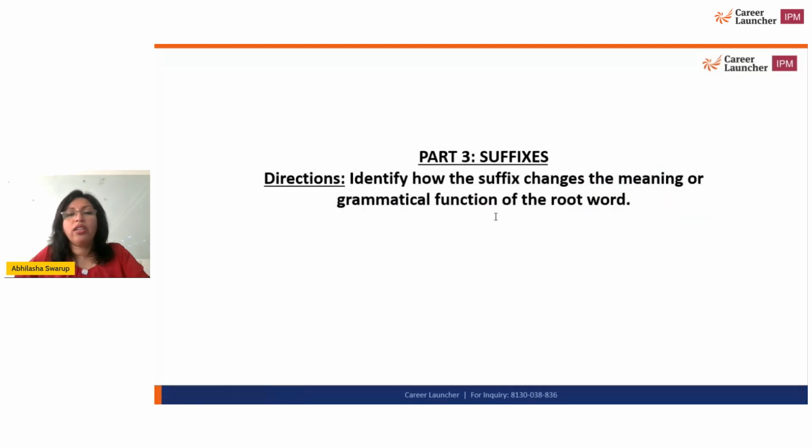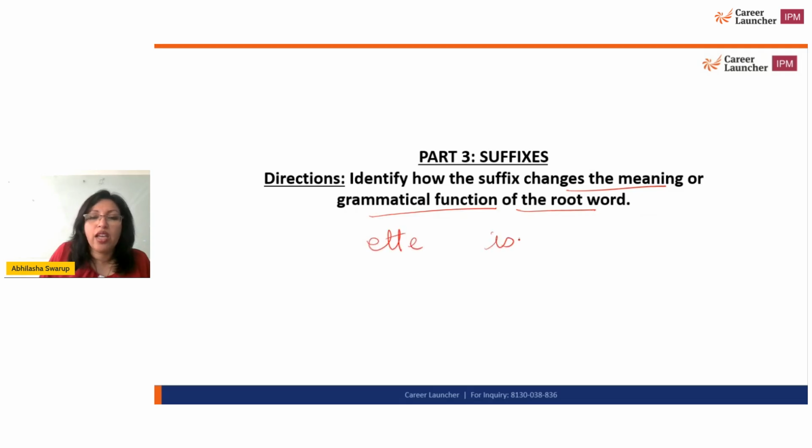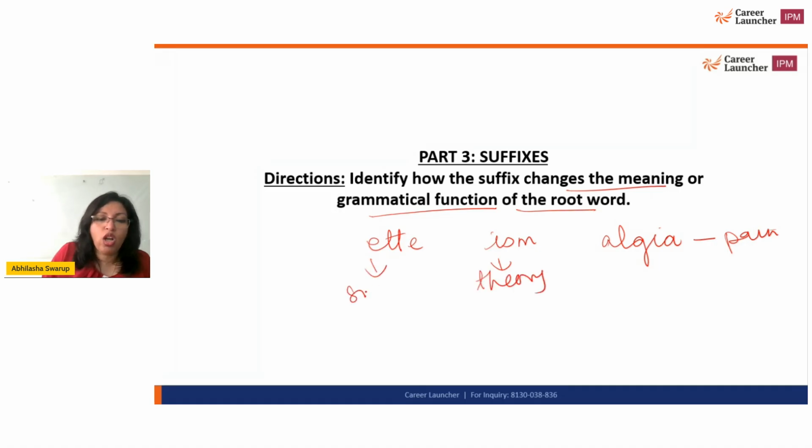All right, let's look at part 3. Here are some suffixes. We will try and identify how the suffixes change the meaning or the grammatical function of the root word. Suffixes can be words or roots such as ETTE, ISM, ALGI. For example, Algier means pain, ism means theory, et means small. So all of these you use with different words to combine and create different thoughts of different schools of thought.